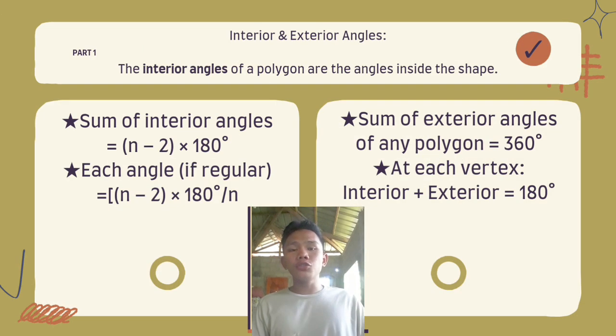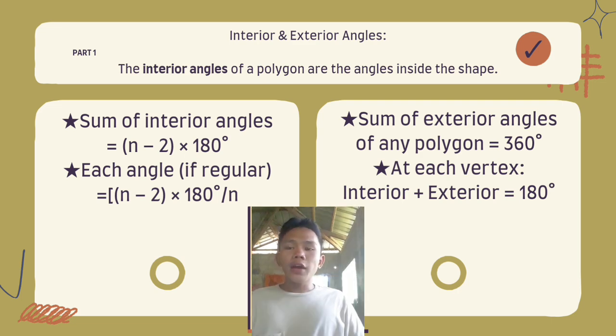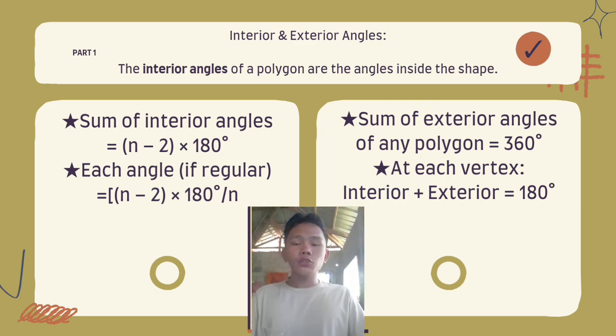So let's delve into angles and polygons. Polygons also have interior and exterior angles. The interior angles are the angles inside the shape. So the formula for finding the sum of all interior angles is equal to (n minus 2) times 180 degrees. And each angle, if regular, is equal to (n minus 2) times 180 degrees divided by n. And take note, the n represents the number of sides of the polygon.